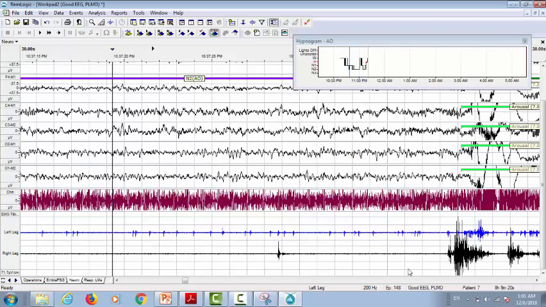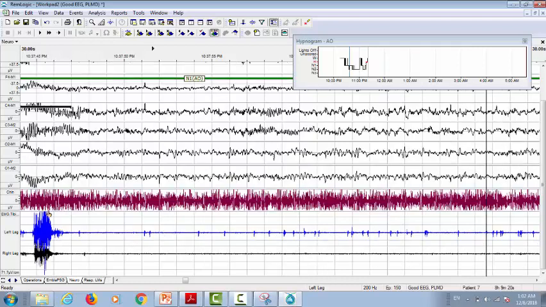This is N2 sleep, and here we have a significant movement. And this movement is associated with that arousal. We move next. Another limb movement.